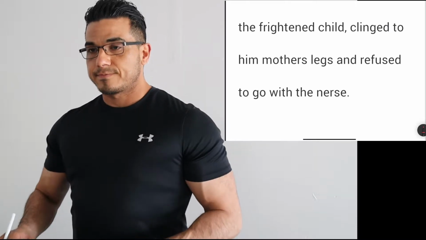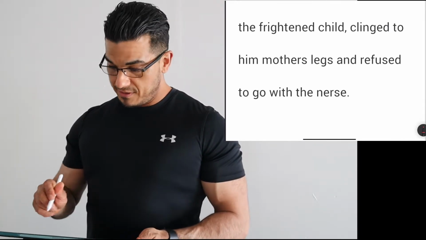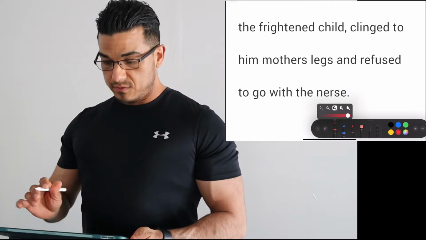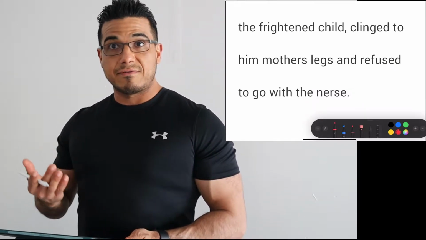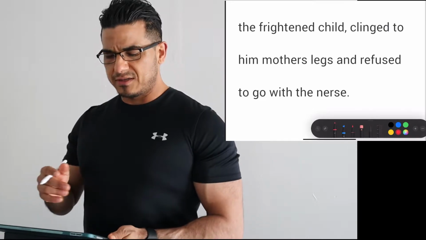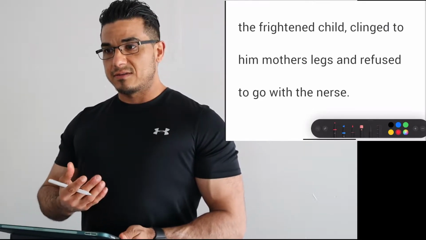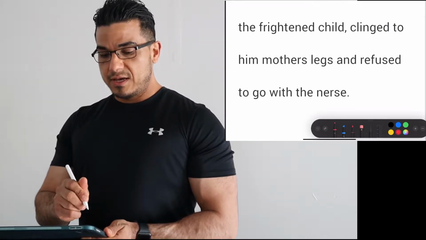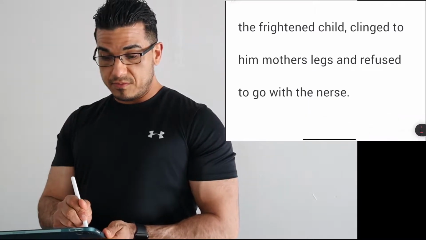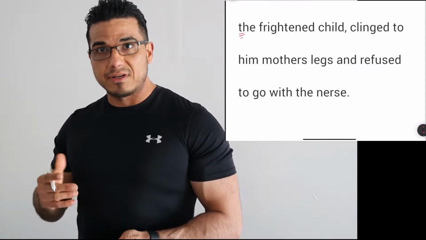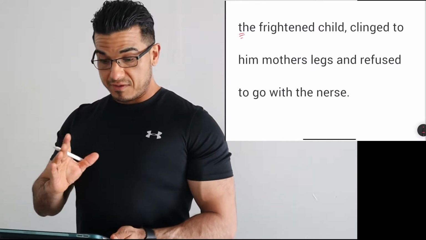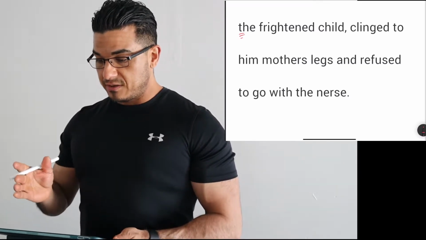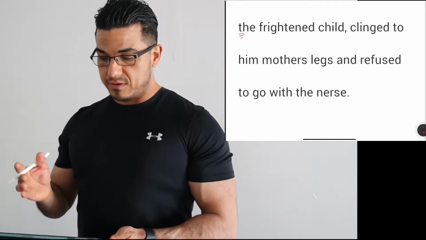All right, let's go ahead and get started. Let me just make sure that I've got the correct tool, which I do. Perfect. All right, starting at the beginning of the sentence, I can see I've got the definite article referring to the frightened child. However, it is the beginning of a sentence, and unfortunately now it's lowercase. So I know that I need to capitalize the first word of my sentence. All right, so now we have capital T, the frightened child, clung to him mother's leg.